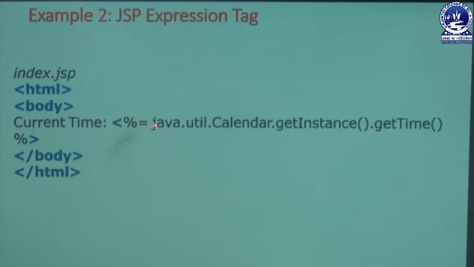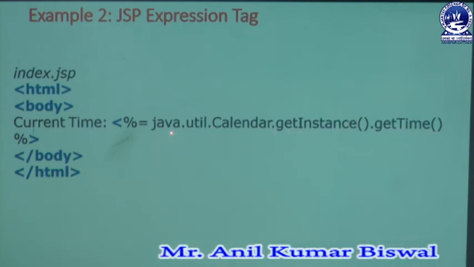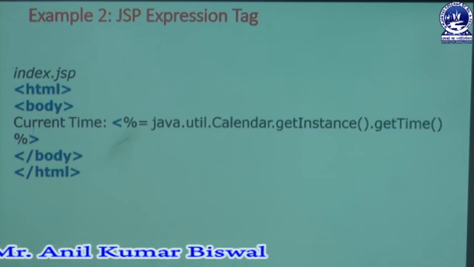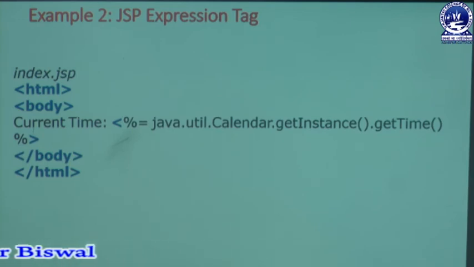Then we can write the expression tag. Then we can write a java.util package. We know that in our util package we have system date and time relevant functions or methods in it. Then we are writing util.calendar.getInstance.getTime method. This is the getInstance method and getTime method. Through that statement we can directly display the system date and time in our web browser.